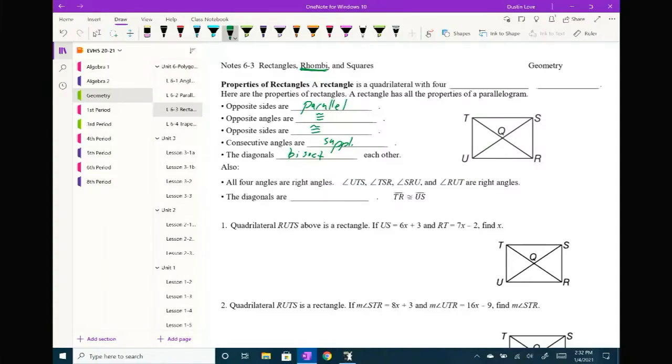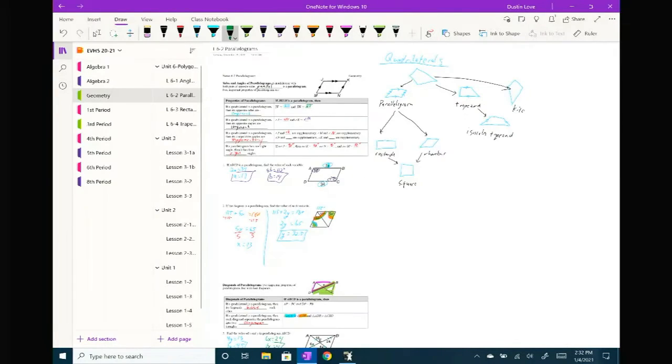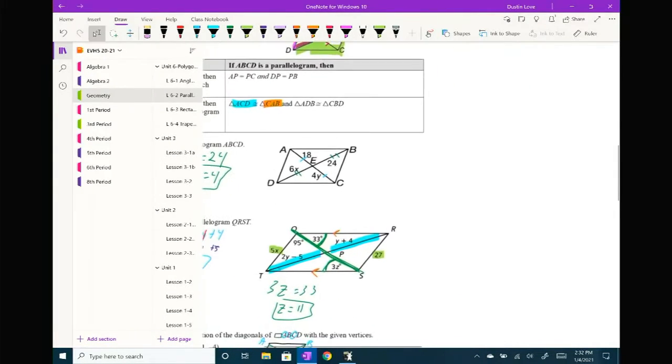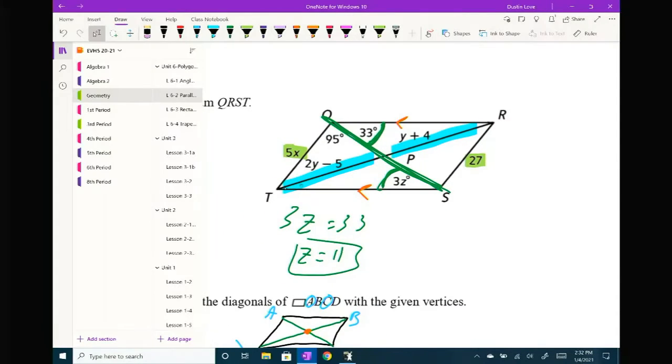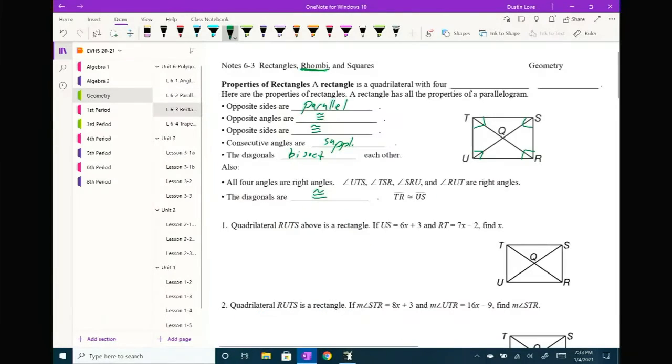Now, also, new for rectangles is that all four angles are right angles. So we know that here angle T, U, S, and R must be right angles. And I also know that diagonals are congruent. Now, that's not true for general parallelograms, because if I look at both of these diagonals, I can obviously see that TR is going to be larger than QS. For a rectangle, they will be exactly congruent.